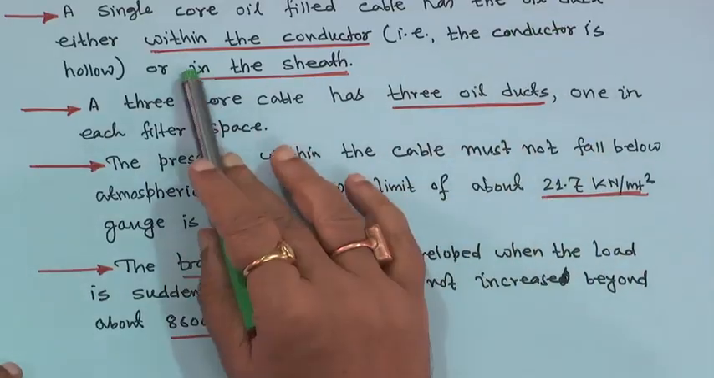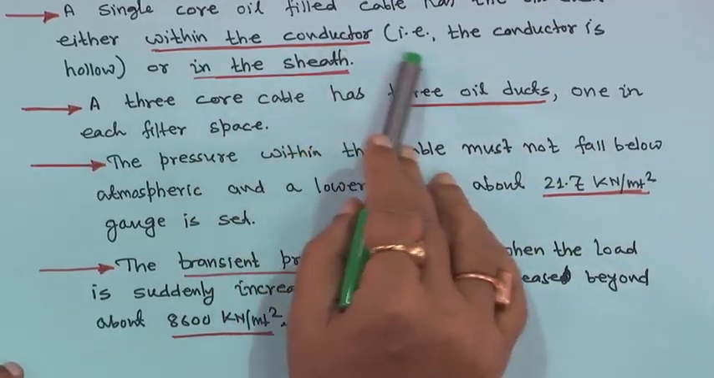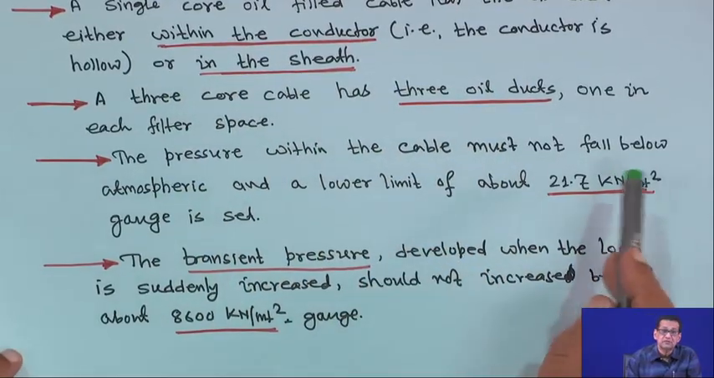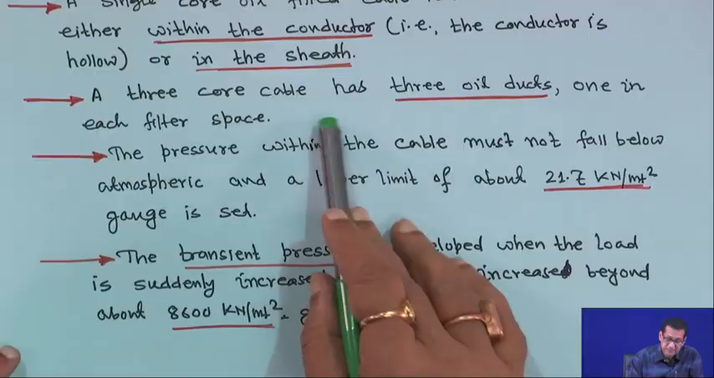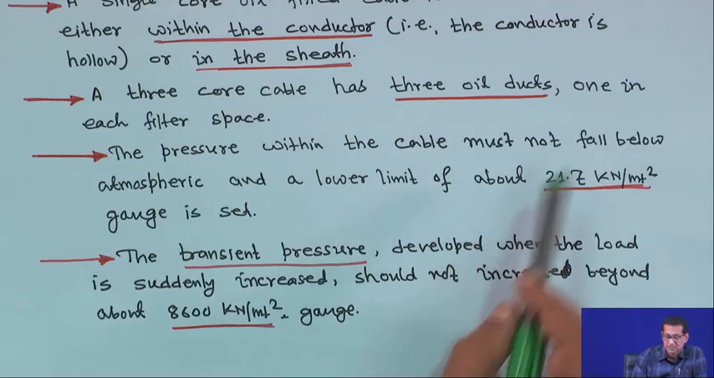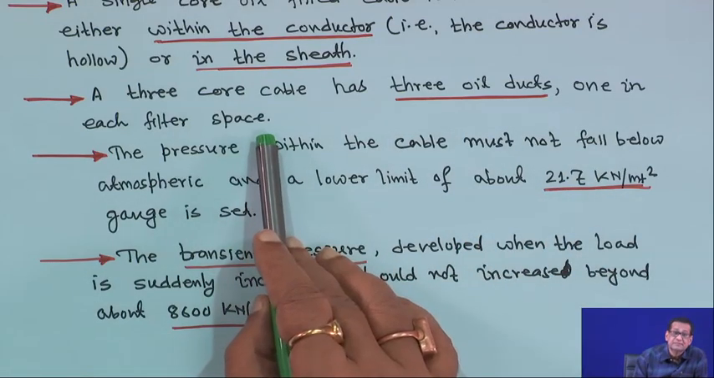So, next one is a single core oil filled cable has the oil duct either within the conductor, that is the conductor is hollow, or in the sheath, right. I will show you the diagram. A 3 core cable has 3 oil ducts. If you have a 3 core cable, 3 oil ducts will be there, one in each filler space.